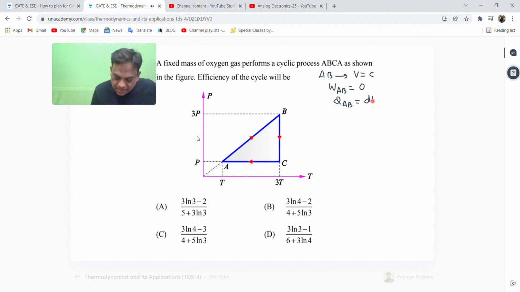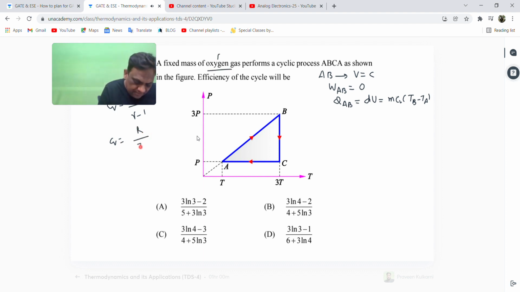For a constant volume process, heat transfer is the change in internal energy. So therefore, it will be MR, going from A to B, final temperature minus initial temperature. Till here is it understood? DU is MCV dT. CV is equal to R by gamma minus 1. What is gamma? Diatomic, so 7 by 5 minus 1. So CV, can I write it as 5R by 2?